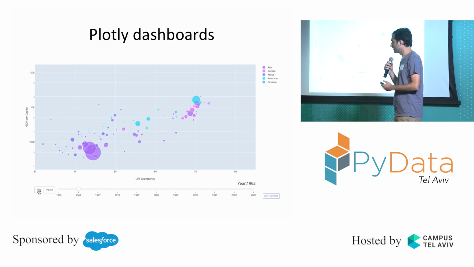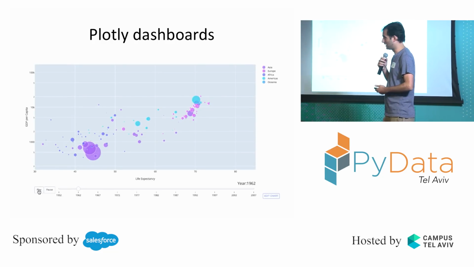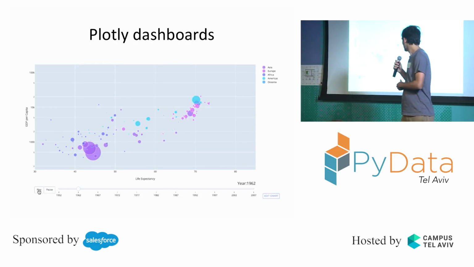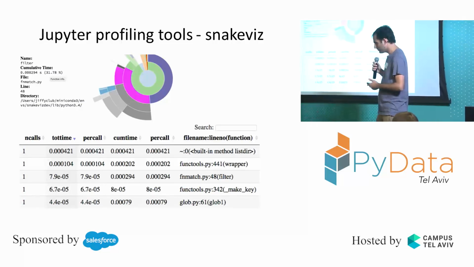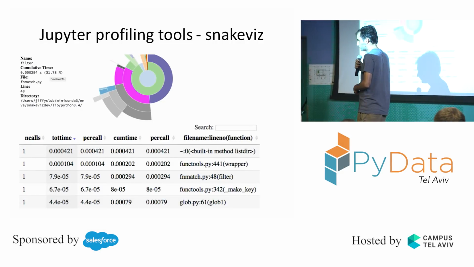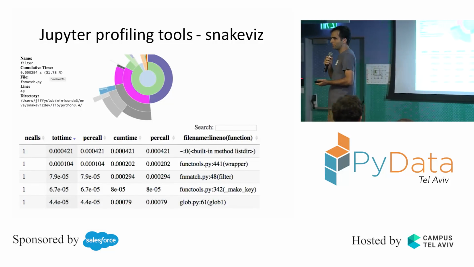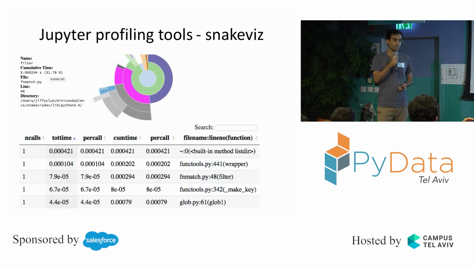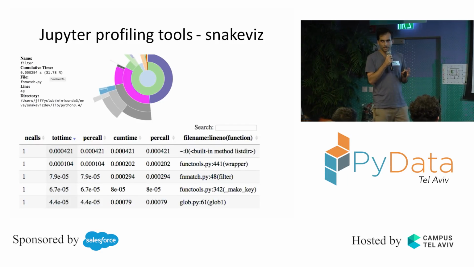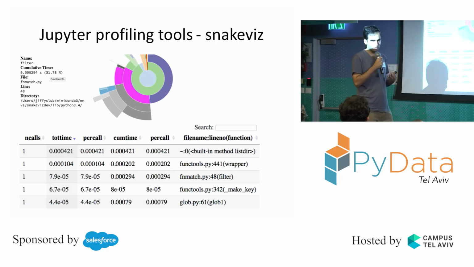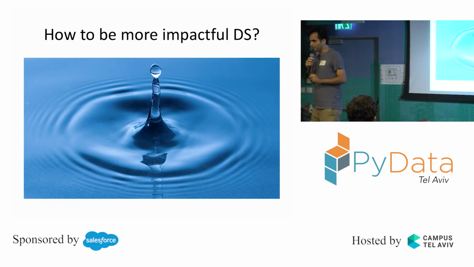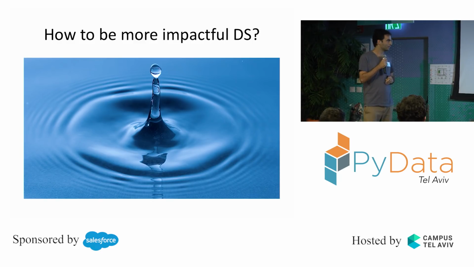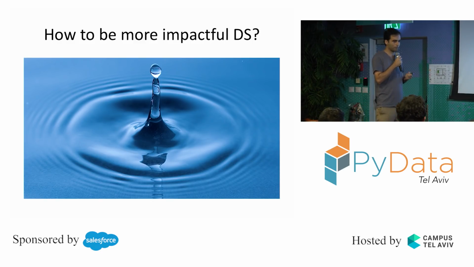So when I started to think of what I want to present, I thought maybe I should talk about these beautiful Plotly dashboards, or give you some tips on how to profile your code using Jupyter notebook visualization like SnakeViz. But then I thought to myself, why give you something practical when I can talk on whatever I would like to? So I'm going to talk about something totally not technical: how to become an impactful data scientist.